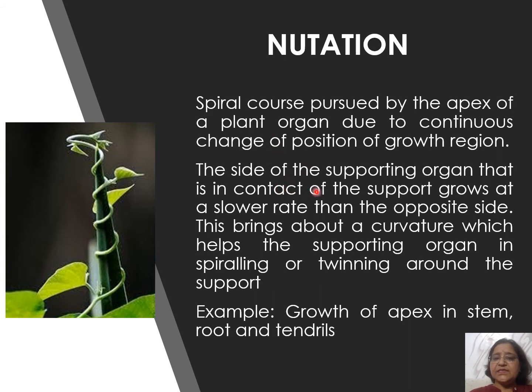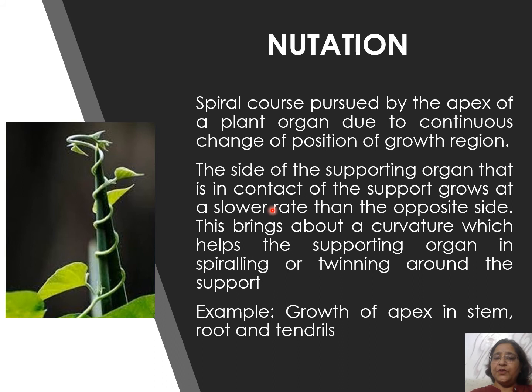The side of the plant in contact with the supporting organ grows at a slower rate. The growth is less in the plant part which is towards the support, and the part away from it, the upper part, shows more growth. So there is a difference in growth. The part which is touching the support shows less growth. The part which is not in touch shows more growth. So more growth causes bending.